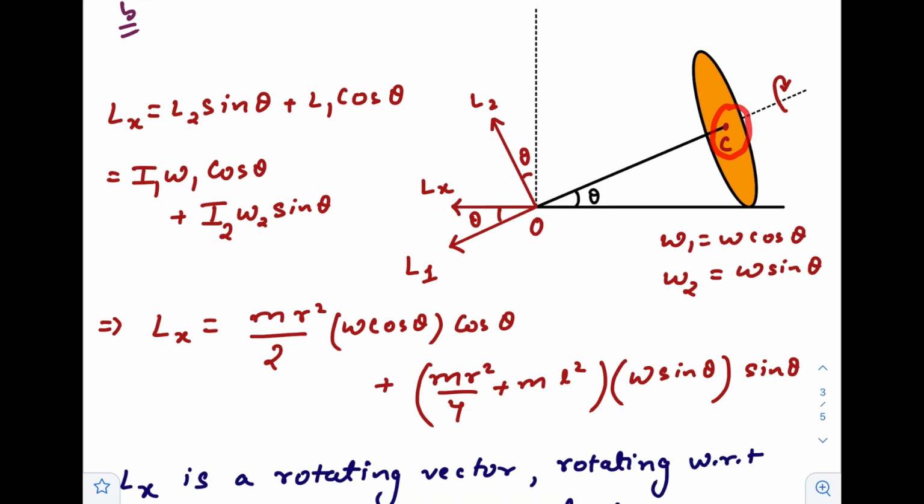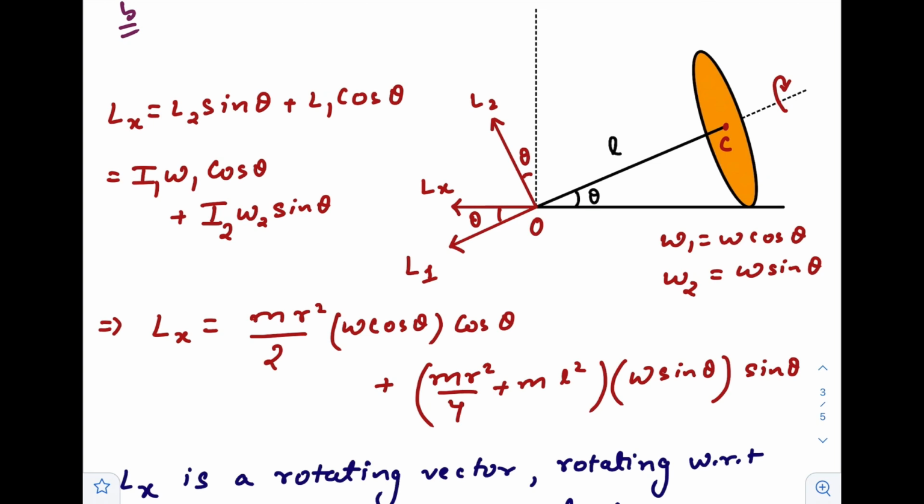With respect to O, the angular momentum of the center of mass would be L2, and with respect to the center of mass, that means the axis passing through the center of mass, it should be L1. So the total angular momentum is the vector sum of L1 and L2. L1 is I1 omega 1, and L2 is I2 omega 2. The moment of inertia of this disk with respect to this axis needs the parallel axis theorem, which gives m l squared by 4 plus m l squared. I have considered this length as l.